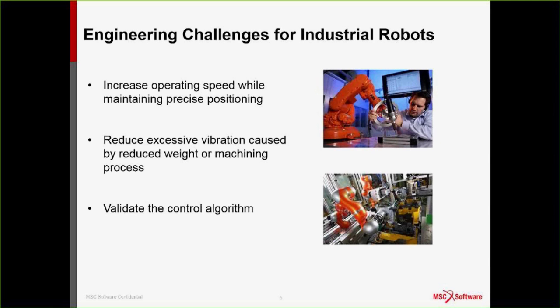All of those will affect the precision and accuracy of your robot, especially when you are using it for a manufacturing process. This is going to be critical: while you're increasing the speed, you want to make sure you still maintain the accuracy of your system.